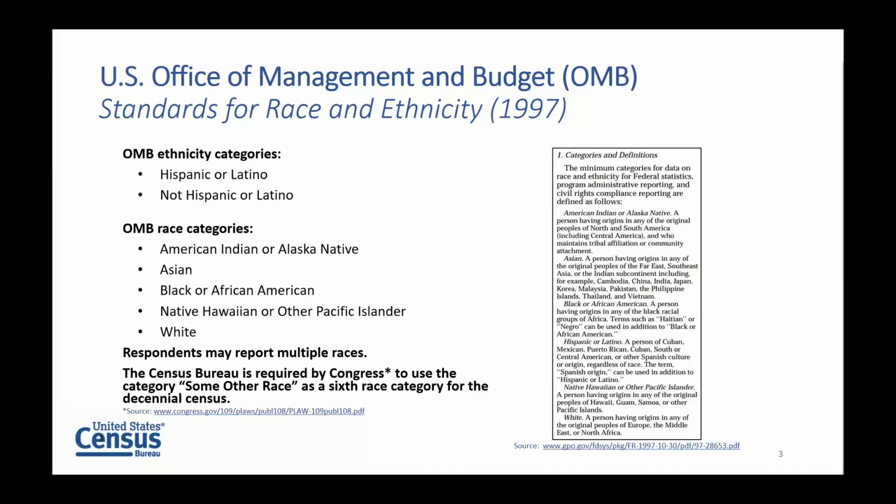So the OMB requires 2 minimum categories for data on ethnicity, and these are Hispanic or Latino and not Hispanic or Latino. And the Office of Management and Budget also requires 5 minimum categories for race, and these are American Indian or Alaska Native, Asian, Black or African American, Native Hawaiian or other Pacific Islander, and white. And people may report multiple races. And additionally, the Census Bureau is also required by Congress to use the category some other race on the American Community Survey and on the decennial census.